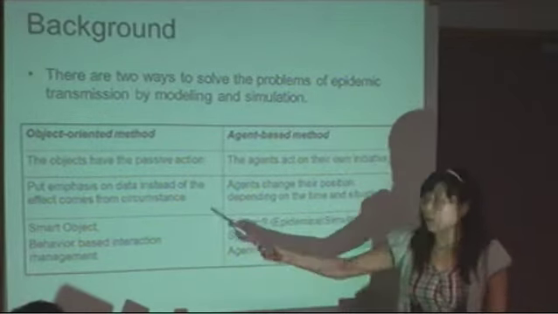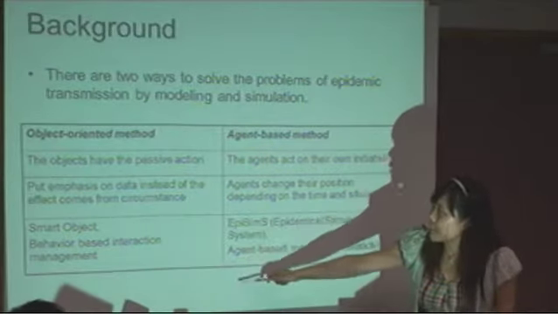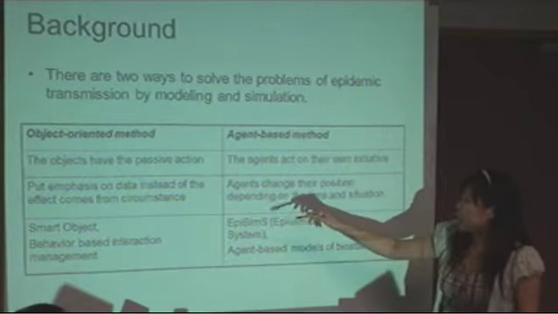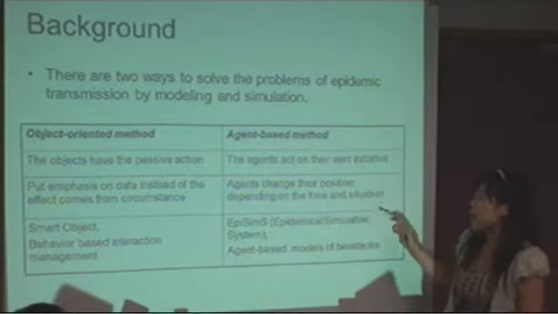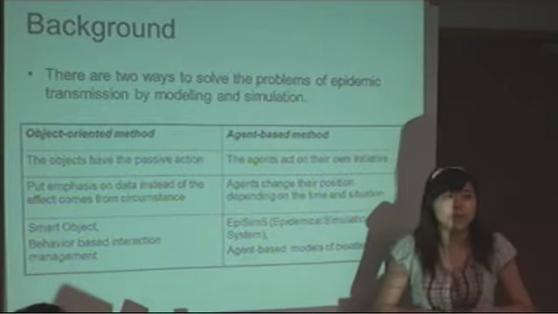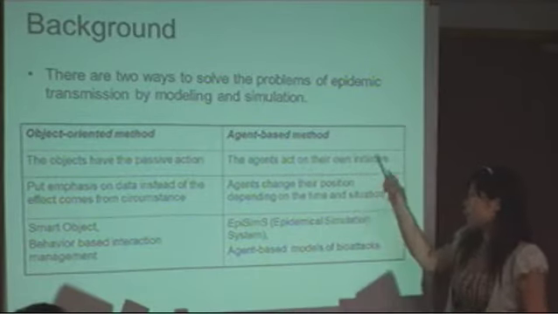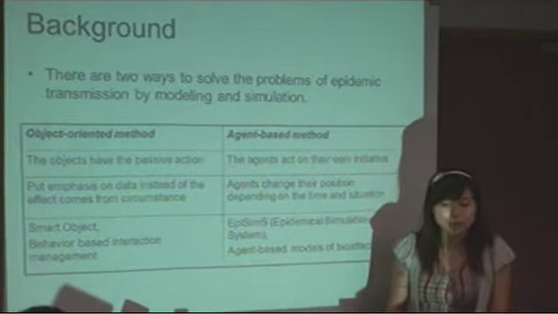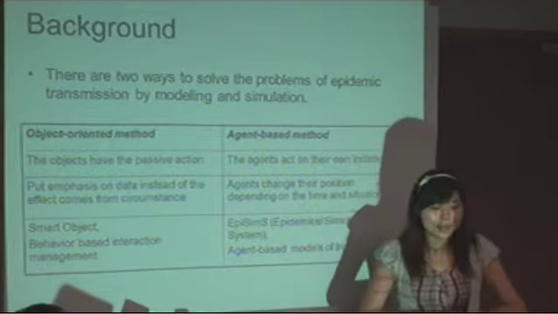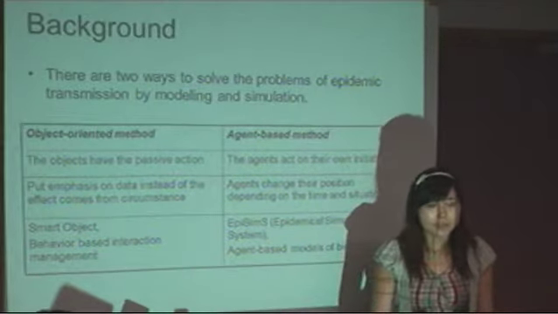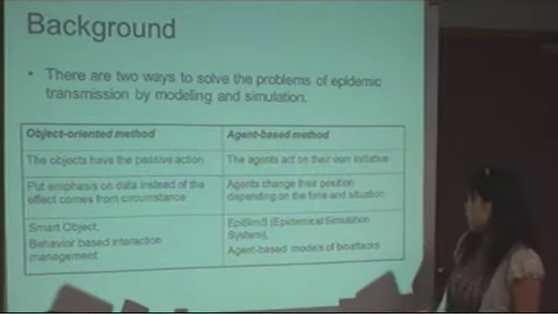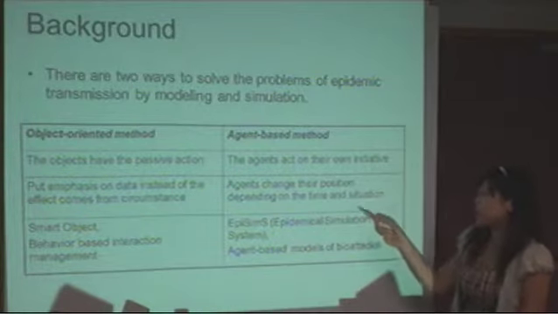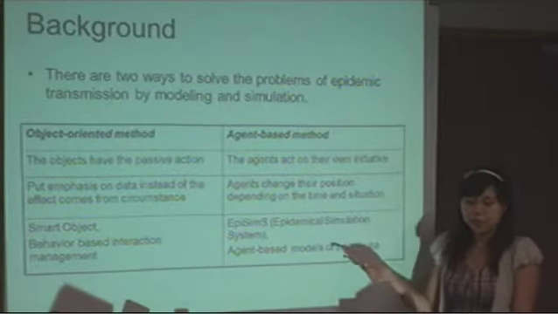The first, for the object-oriented method, the objects have a passive action. But on the contrary, for the agent-based method, agents act on their own initiative. This is the special for the agent-based method. For the object-oriented method, they put emphasis on data instead of the effects comes from the circumstance. Well, the agent-based method agent change their collection depending on the time and the situation.